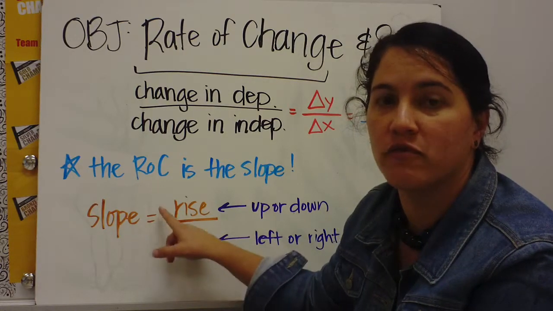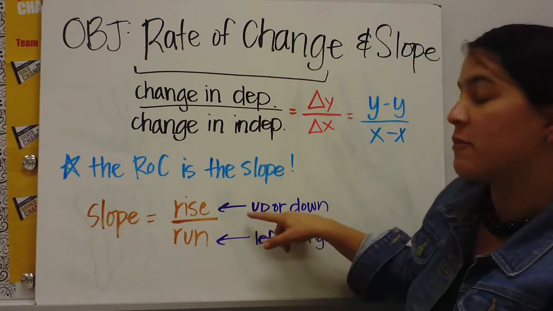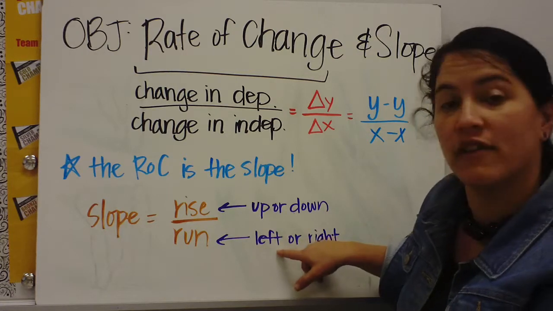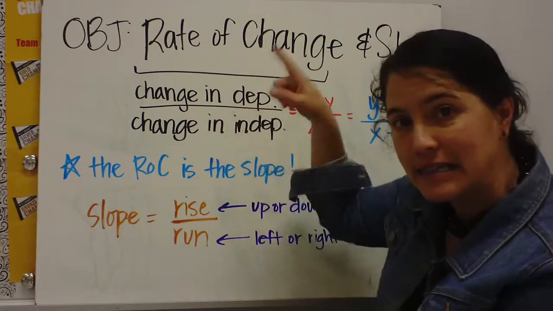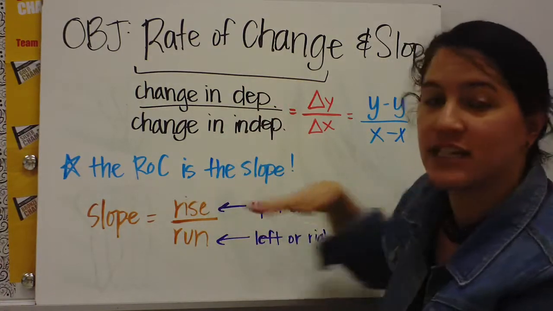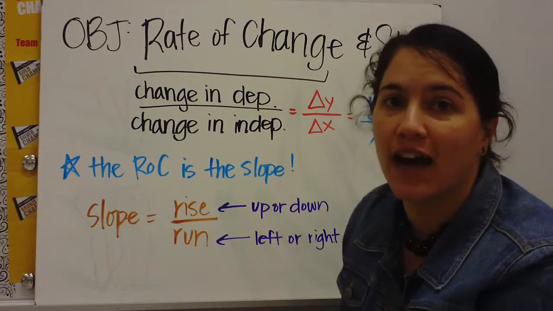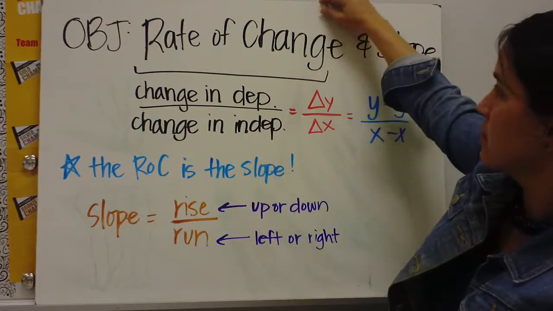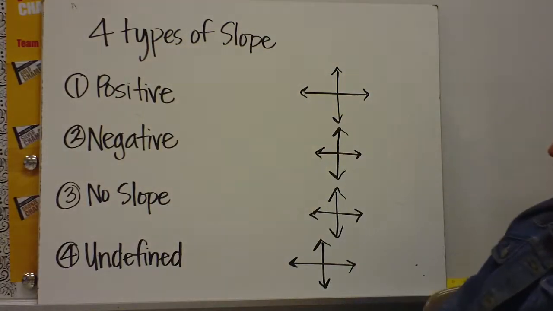Slope is the ratio of rise over run. The rise is how much you go up or down, and the run is how much you go left or right. So again, the up and down is the y-axis, and the left and right is the x-axis. So again, it's y over x. So I'm going to show you how to find the slope today by the counting method. Make sure you pause.